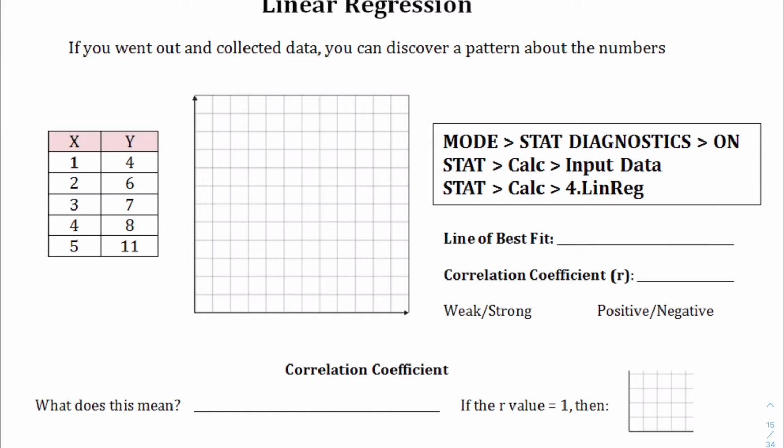Okay, so to start this off, we have some data. The data is shown on the table on the left. We have 1, 4, 2, 6, 3, 7, 4, 8, and 5, 11. Write those down in your journal. Also make sure to title this part of your notes linear regression.